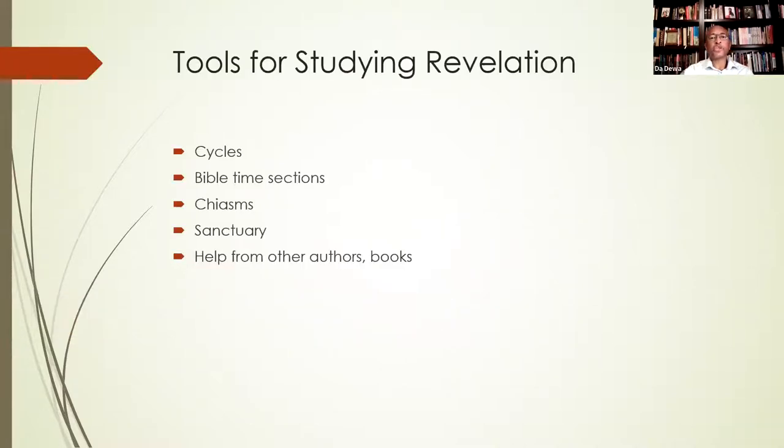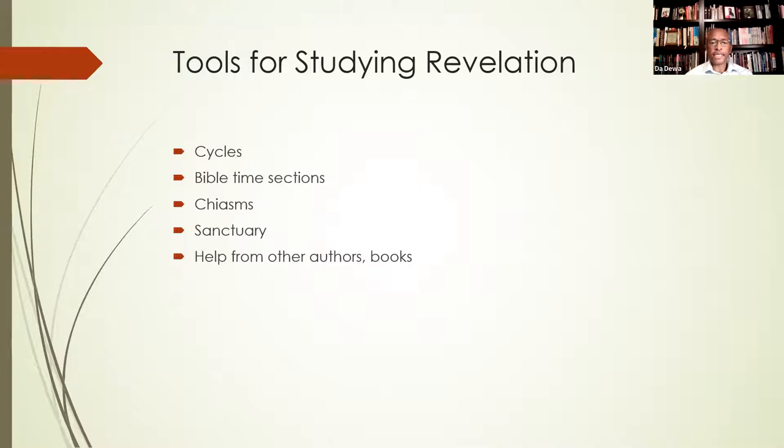We'll start off by just going over the reason we're here. We are going to be studying the book of Revelation. And before we start, we're looking at tools that we'll be using to study. Those tools are essentially patterns that are in the Bible. We'll be using cycles, which look at the pattern of cycles throughout the whole Bible. We'll be looking at time sections throughout the whole Bible. And then we're going to be looking at chiasms, which are patterns within the book of Revelation, as well as within sections and chapters of it, to help us get a better understanding.